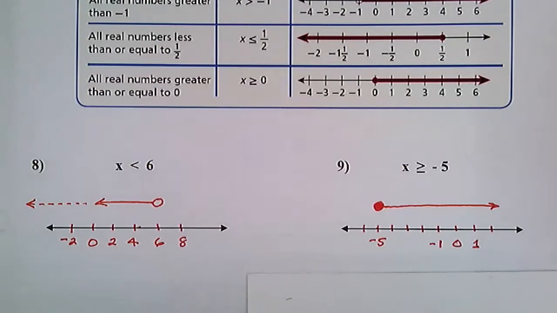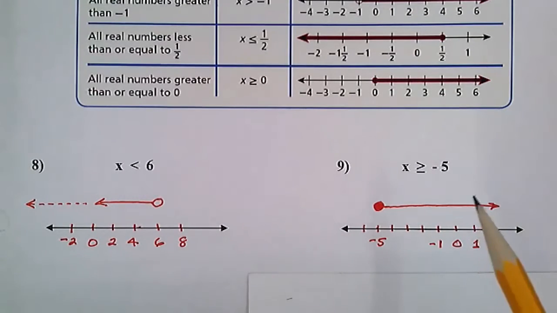So I'm going to come down here and draw this in. Here's 0. Make sure you show us where 0 is. And then I want -1, -2, -3, -4, -5. I want a shaded circle. And then I want you to go to the right because this arrow is saying go to the right.